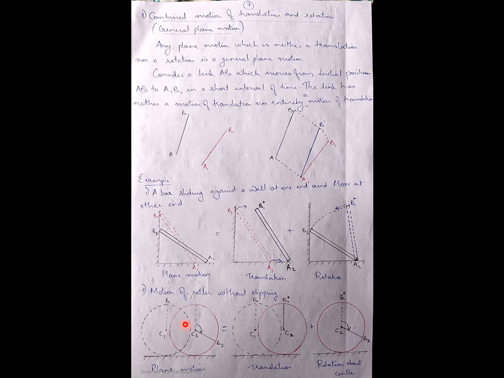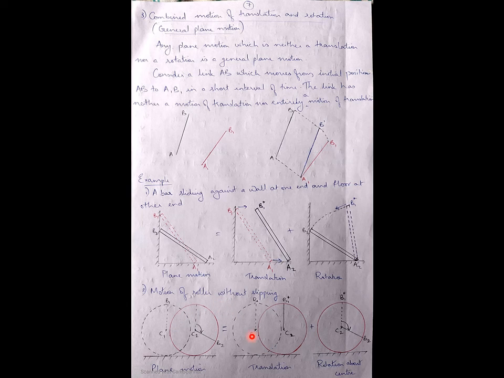So it can't be said to be a motion of translation alone. If it is translation alone, then B1 will be here also. If here it is B1, here also it will be B1. But instead it has translated as well as rotated. That is, linear motion is there as well as rotation is there. So let us see how it is done.